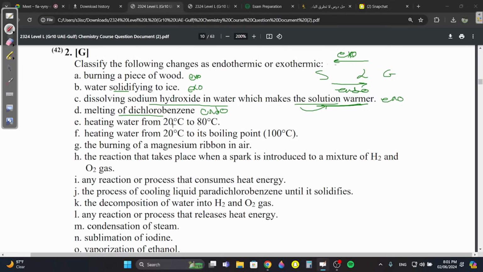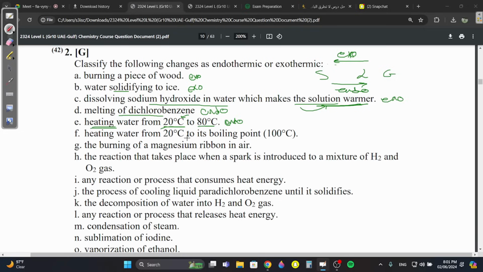Heating water from 20 to 80. It might say heating, so people say, oh, exo. No, you're absorbing energy. When you want to heat, you want to absorb thermal energy to raise the temperature. You see how the temperature is increasing? It's because the thermal energy is increasing. How can the thermal energy increase? It can only increase by absorbing it. So since you're absorbing energy, it's endo.